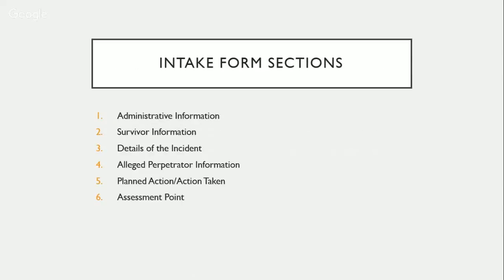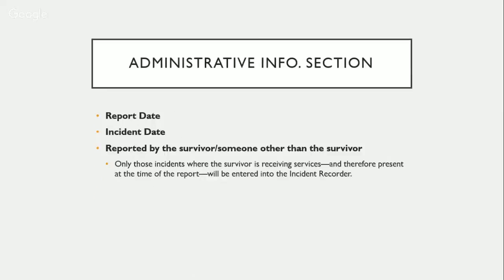There are 6 sections on the intake form: administrative information, survivor information, details of the incident, alleged perpetrator information, planned action or action taken, and the assessment points. We'll go through each of those.